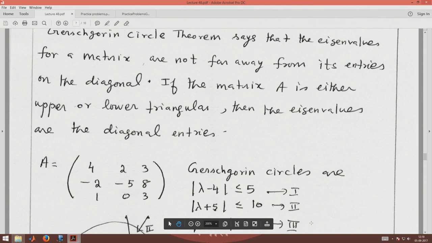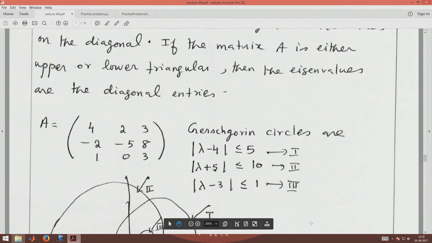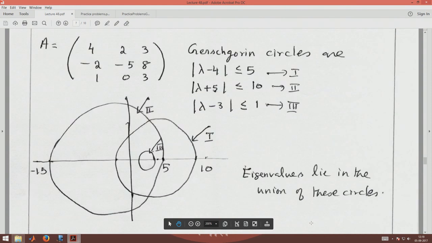another example in which, say, A is again a 3 by 3 matrix. Immediately we can write down the Gershgorin circles. What are they? They are given by modulus of lambda minus 4 less than or equal to 2 plus 3, which is 5. Modulus of lambda minus minus 5, that is lambda plus 5, is less than or equal to modulus of minus 2 plus 8, which is 10, and modulus of lambda minus 3 is less than or equal to mod 1 plus 0, that is 1.